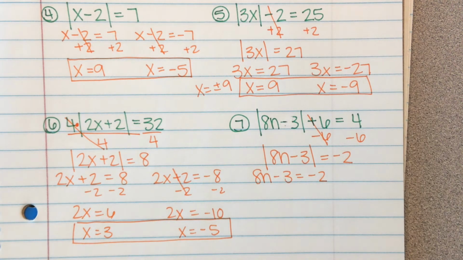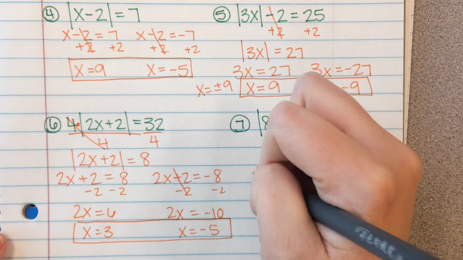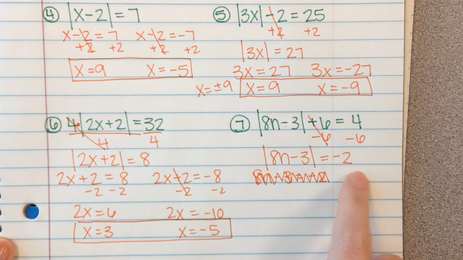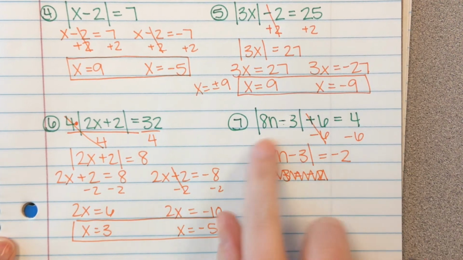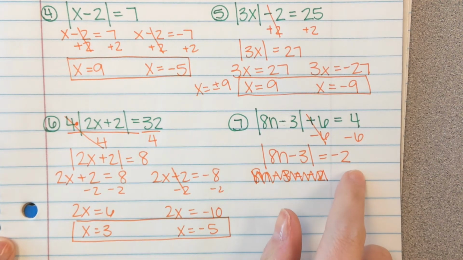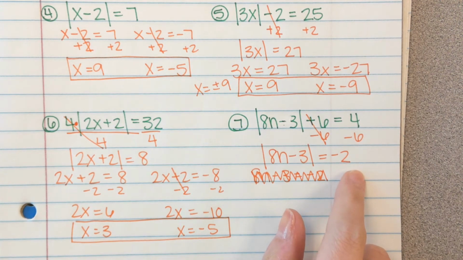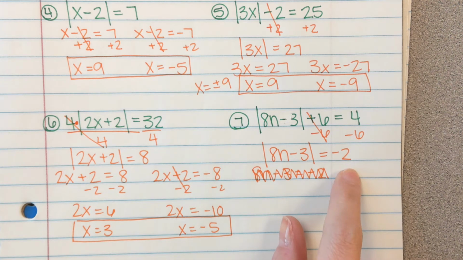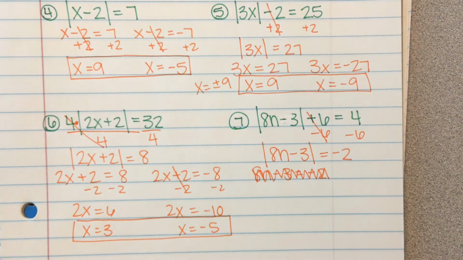Oh, wait a minute. What do you notice? I shouldn't have even gotten this far, because what do we have here? The absolute value of this equals negative 2. Are we allowed to have an absolute value that's negative? No, we're not. So what do you think we would write down?